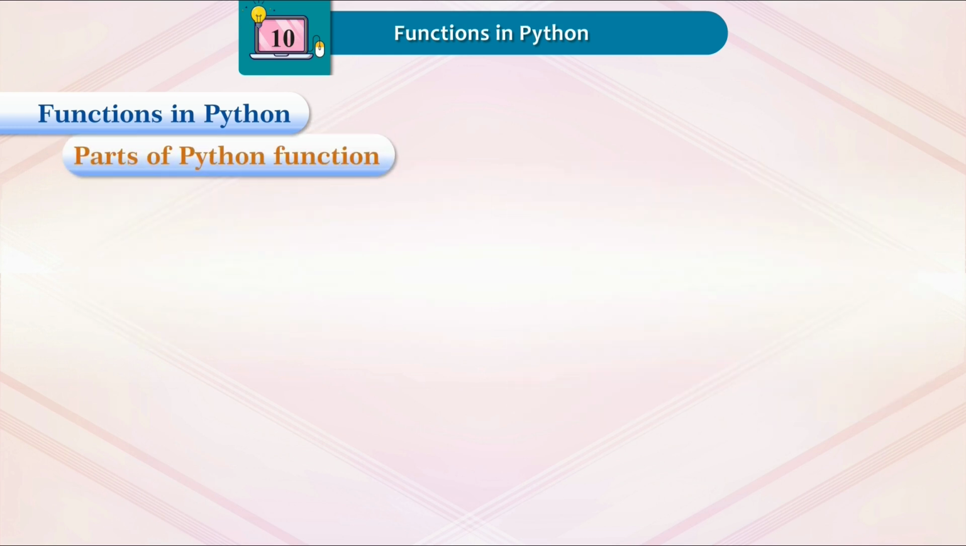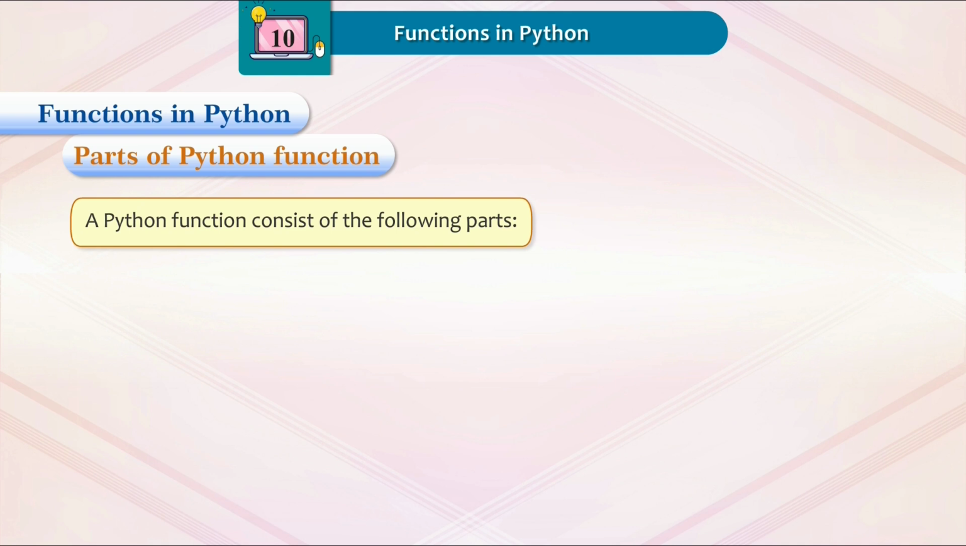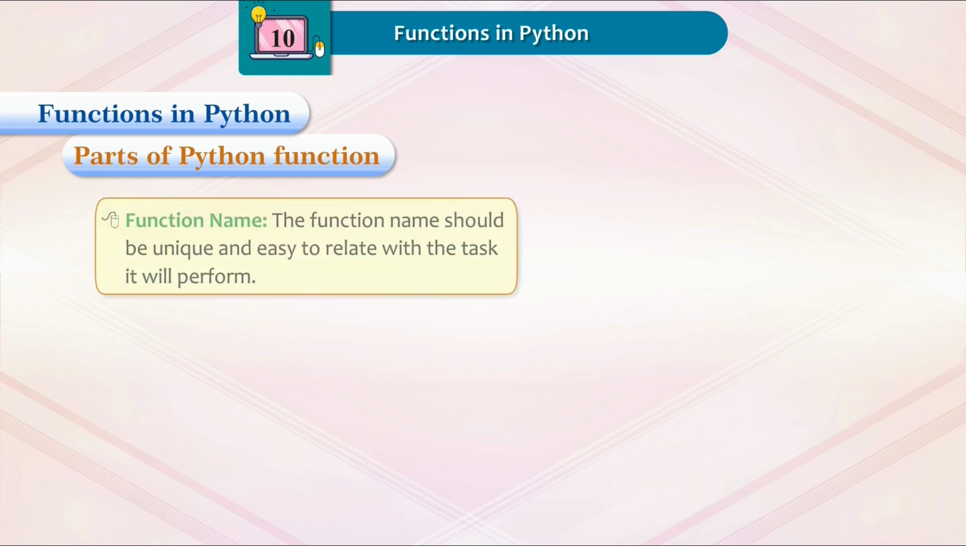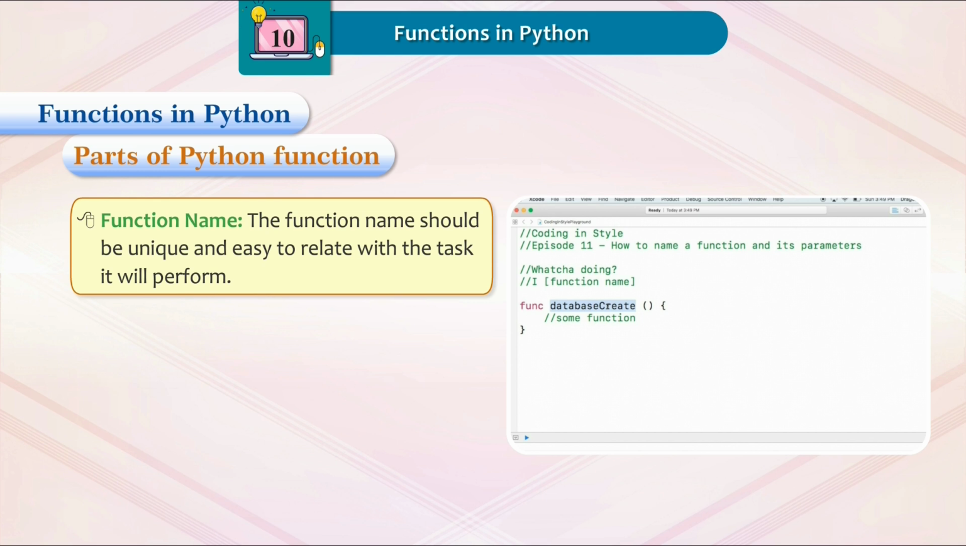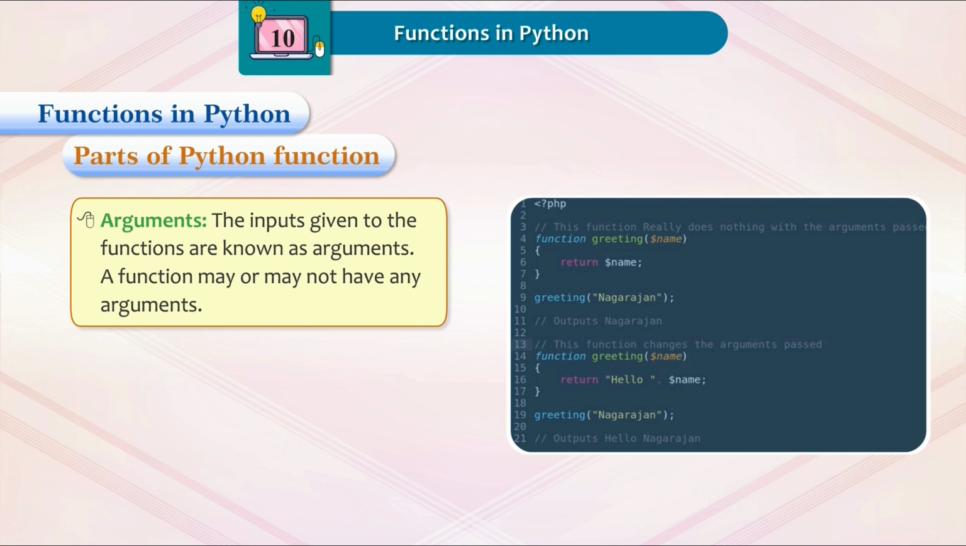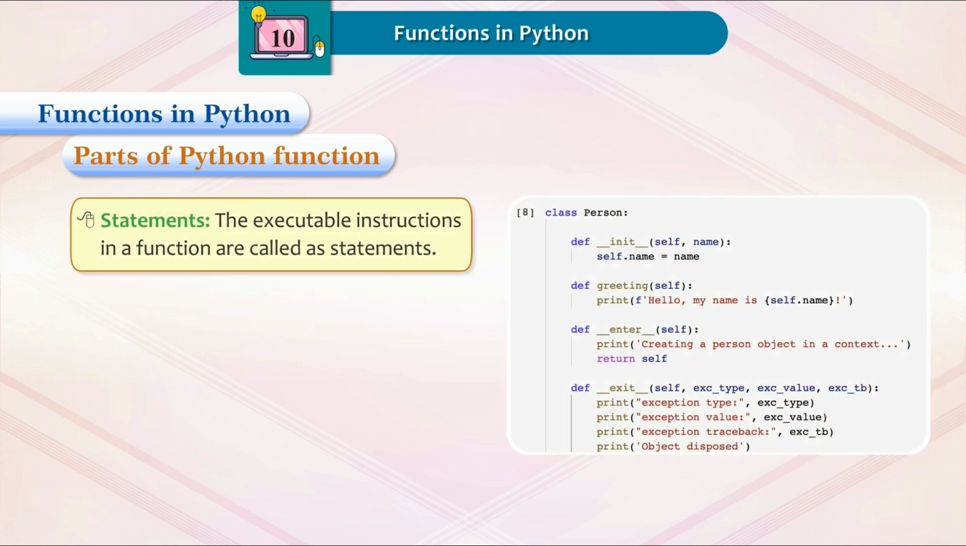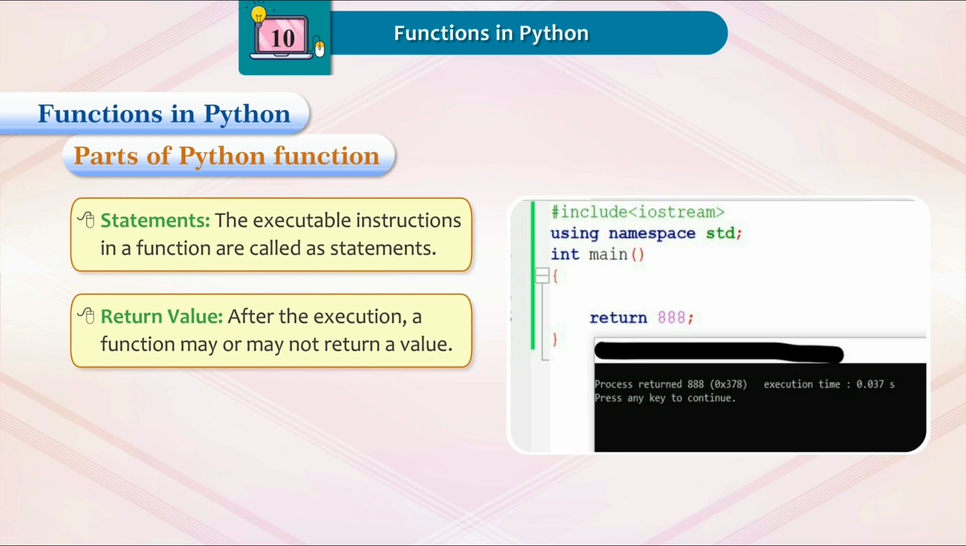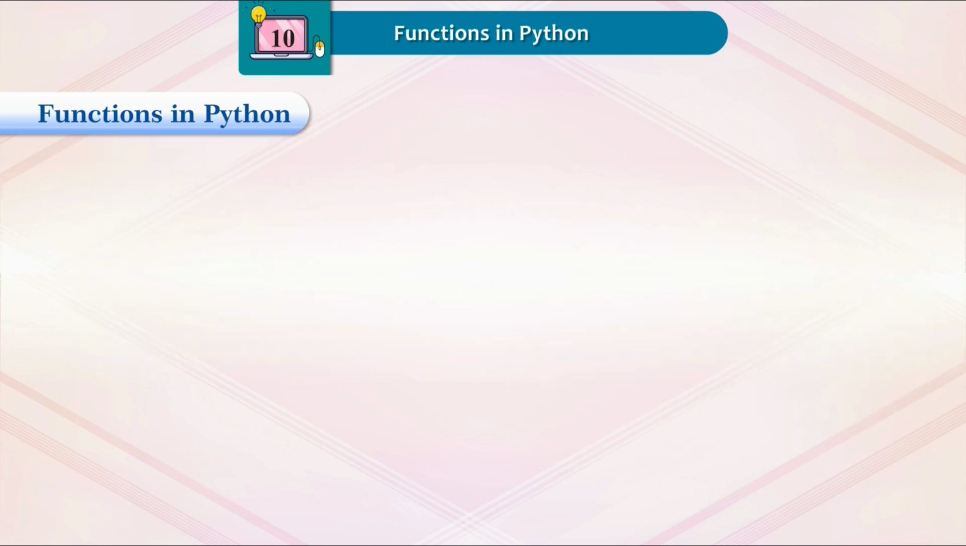Parts of a Python function. A Python function consists of the following parts. Function name: the function name should be unique and easy to relate with the task it will perform. Arguments: the inputs given to the functions are known as arguments. A function may or may not have any arguments. Statements: the executable instructions in a function are called statements. Return value: after the execution, a function may or may not return a value.